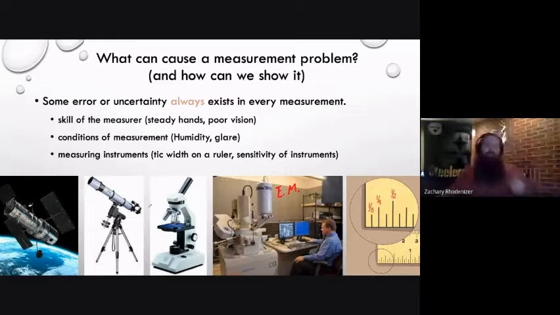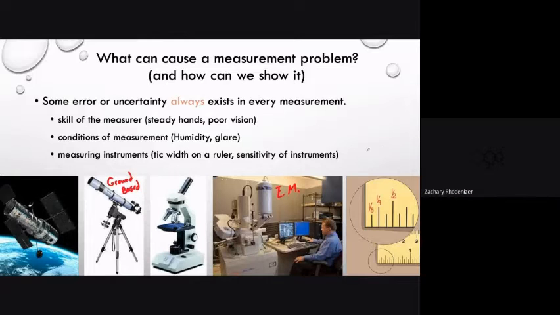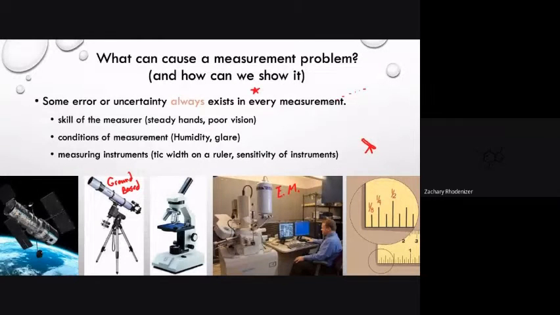Another one is the conditions of the measurement, right? So things like humidity. This is a ground-based telescope, okay? And when you think about it, there's a little tripod and the telescope, and it's looking at where it thinks the star is up here. And the problem with a ground-based telescope is our atmosphere is in the way, okay? Our atmosphere is in the way.